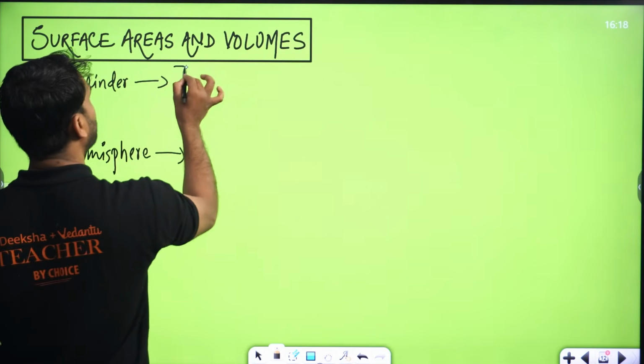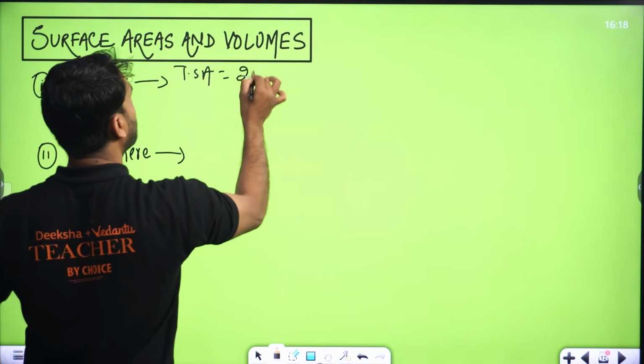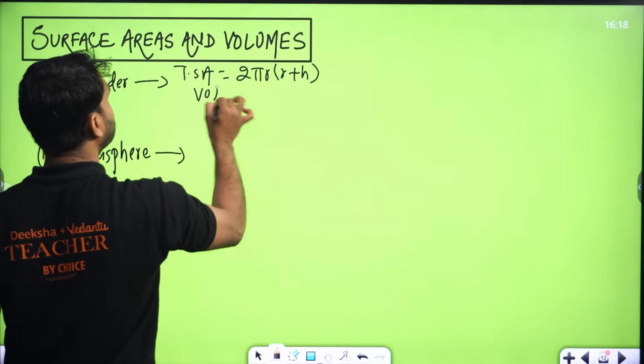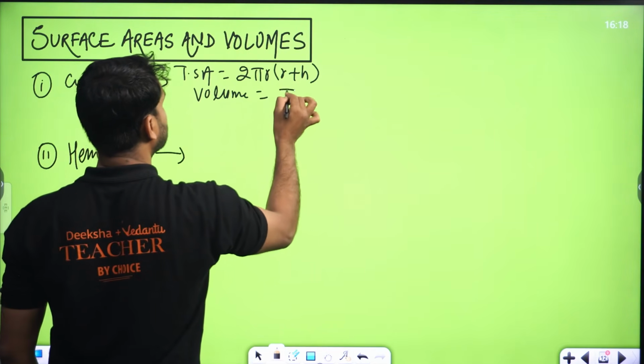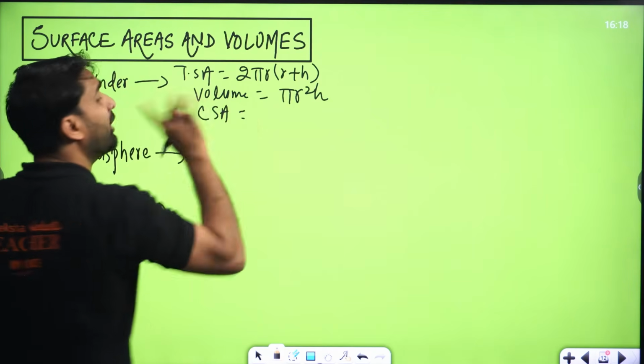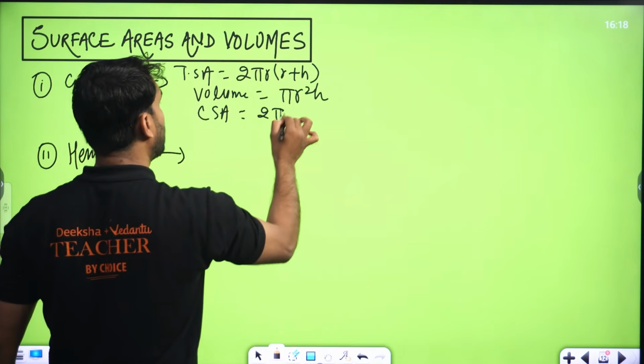So in the cylinder, the total surface area of the cylinder we know is 2 pi r times (r plus h). The volume of the cylinder is pi r square h, and the curved surface area, meaning the area of the wall, is equal to 2 pi r h.